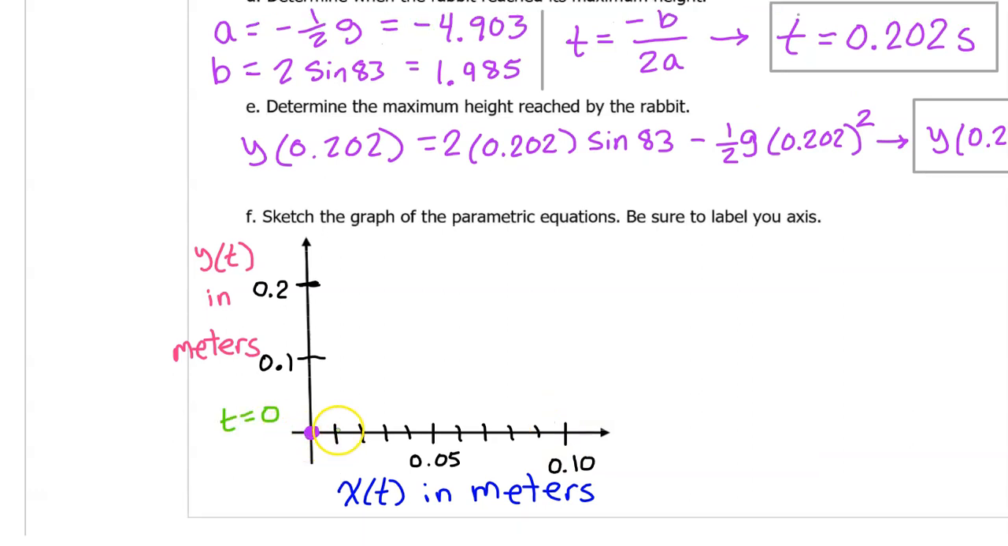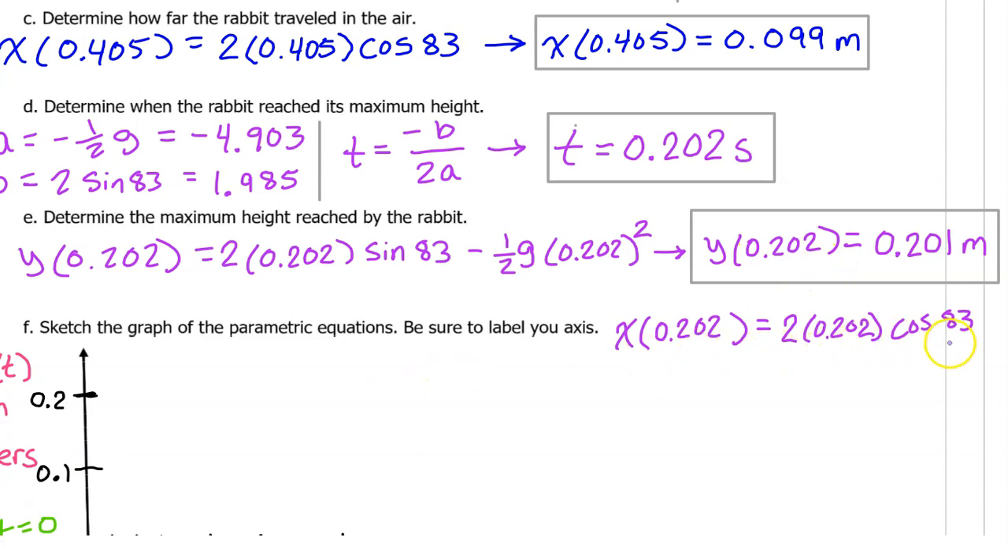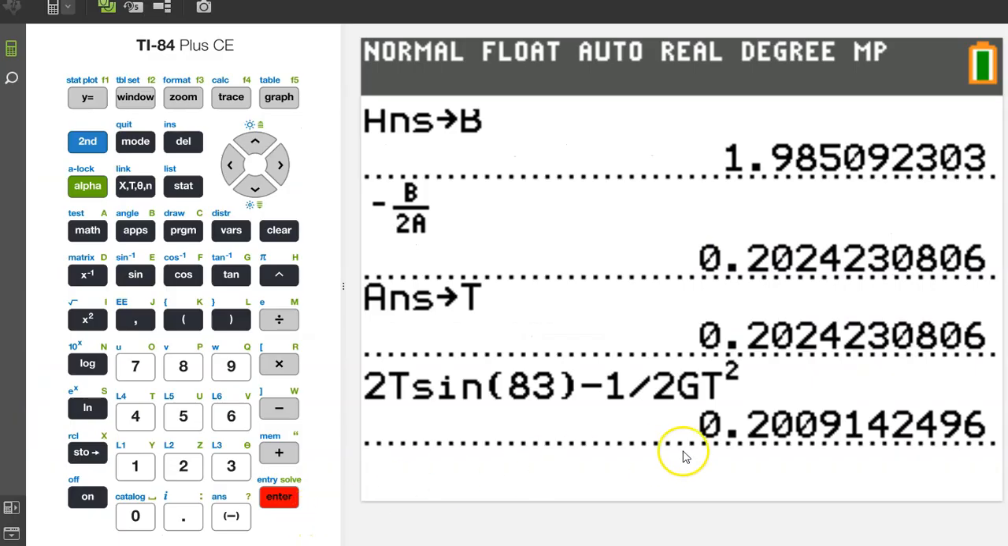At t equals 0, the rabbit is here at the origin because so far it has moved neither horizontally nor vertically. At t equals 0.202 seconds, the rabbit reached its maximum height of 0.201 meters. However, we never found the horizontal position of this maximum height. So let's find that now. The horizontal position of the rabbit is given by 2t cosine 83. So to the calculator, and t is already typed in for us, so we can just do 2t cosine 83.